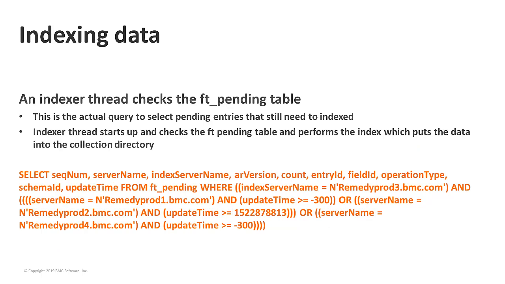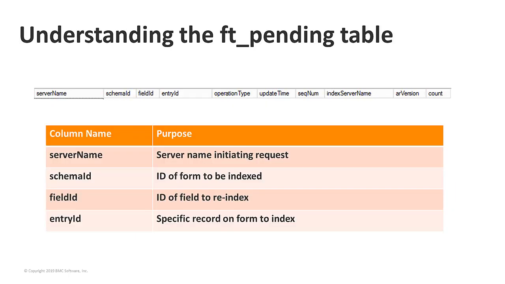As mentioned earlier, an indexer thread checks the FT pending table for work. Here we can see an example of an actual query to select entries that still need to be indexed. The indexer thread starts up and checks the FT pending table and performs the index, which then adds the data to the collection directory.